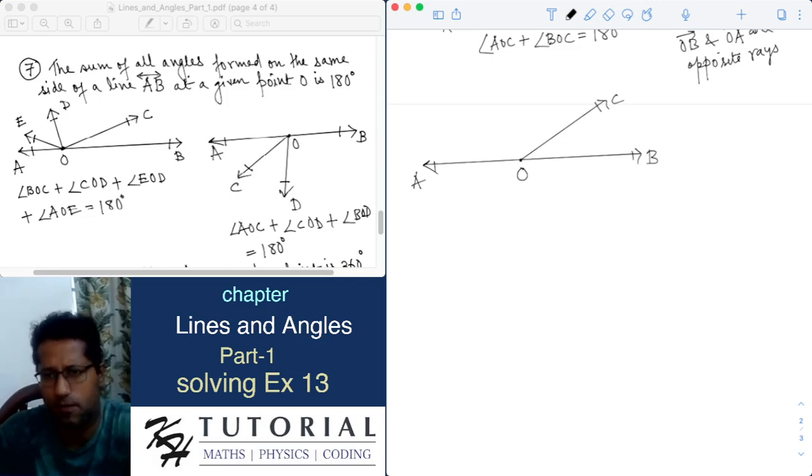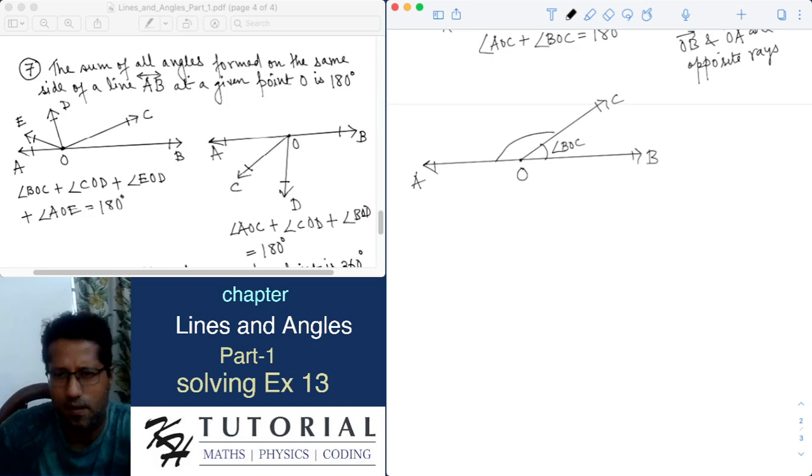Now this ray OC has formed two angles. This is angle BOC and this is angle AOC. So obviously, since they are a linear pair of angles, angle AOC plus angle BOC equals 180 degrees.